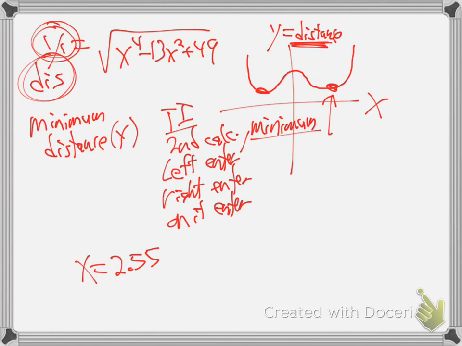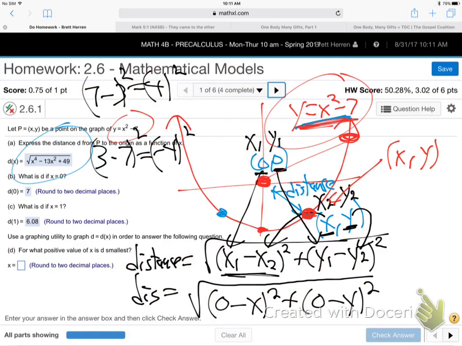That third time, you can just hit enter. You can go left of it, enter, right of it, enter, and just hit enter a third time. You don't have to even move it for the third time. 2.55. I think all they want is the x value. That's the x value of the point closest to the origin. Back on this original graph, it's at x over 2.55, and I don't know what the y-coordinate is.